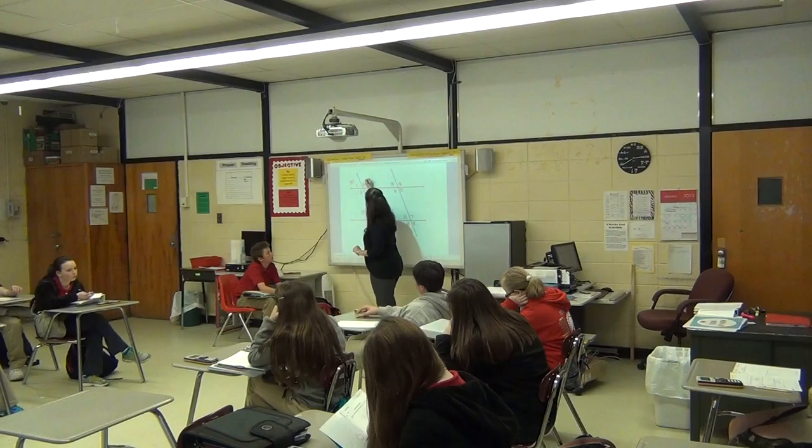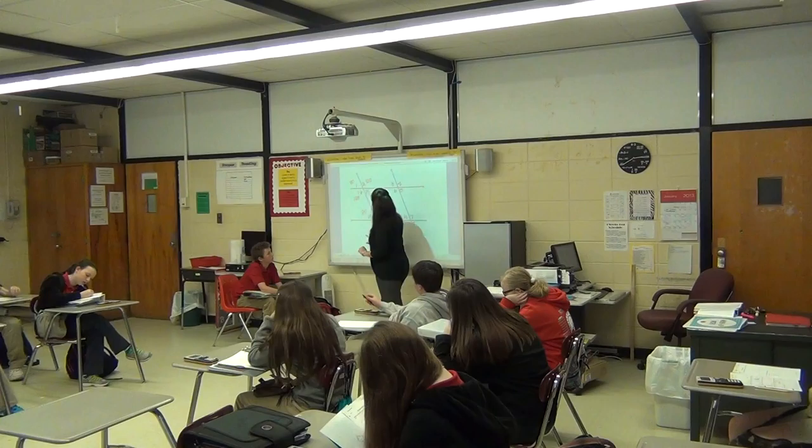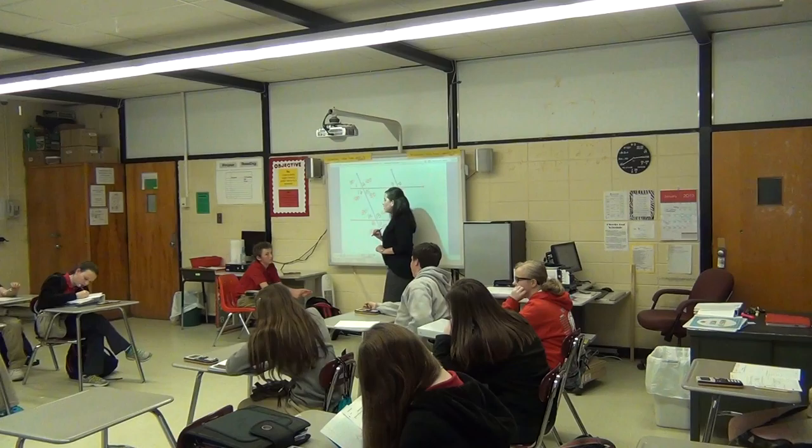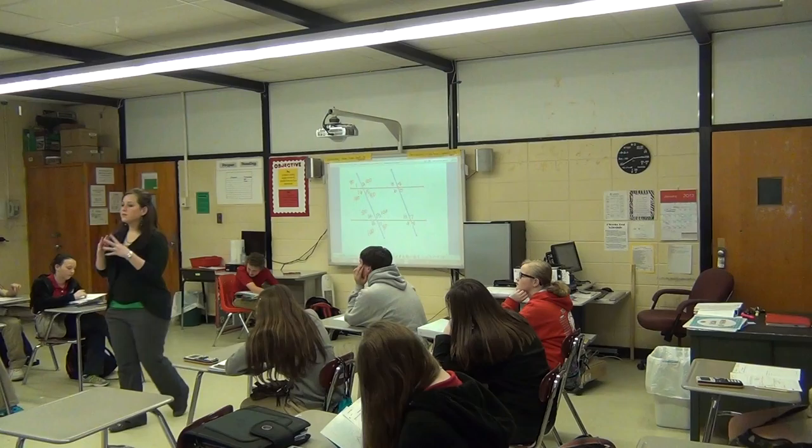to be 180, so how do I find angle 2? Subtract it from 180. So 180 minus 80 is? 100. So 16 is? 100. So 12 is? 100. 13 is? 100.